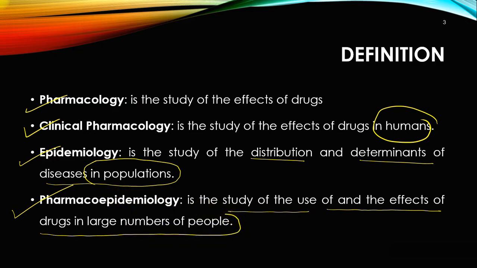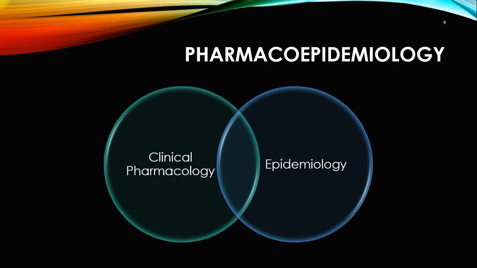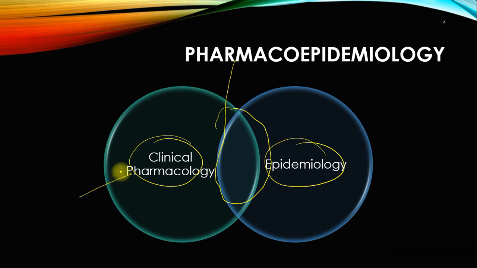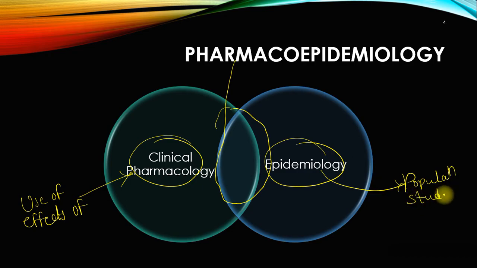people. Okay, in this diagram you can see pharmacoepidemiology is this portion. Okay, so it is nothing but the intersection of the clinical pharmacology and epidemiology. So clinical pharmacology deals with the use of and the effects of drugs in the humans. And the epidemiology deals with the population. It is a population study, a study which is carried out in large number of people. And so pharmacoepidemiology is nothing but the use of and effect of drugs in large number of people. Okay, so it is the intersection of clinical pharmacology and epidemiology.